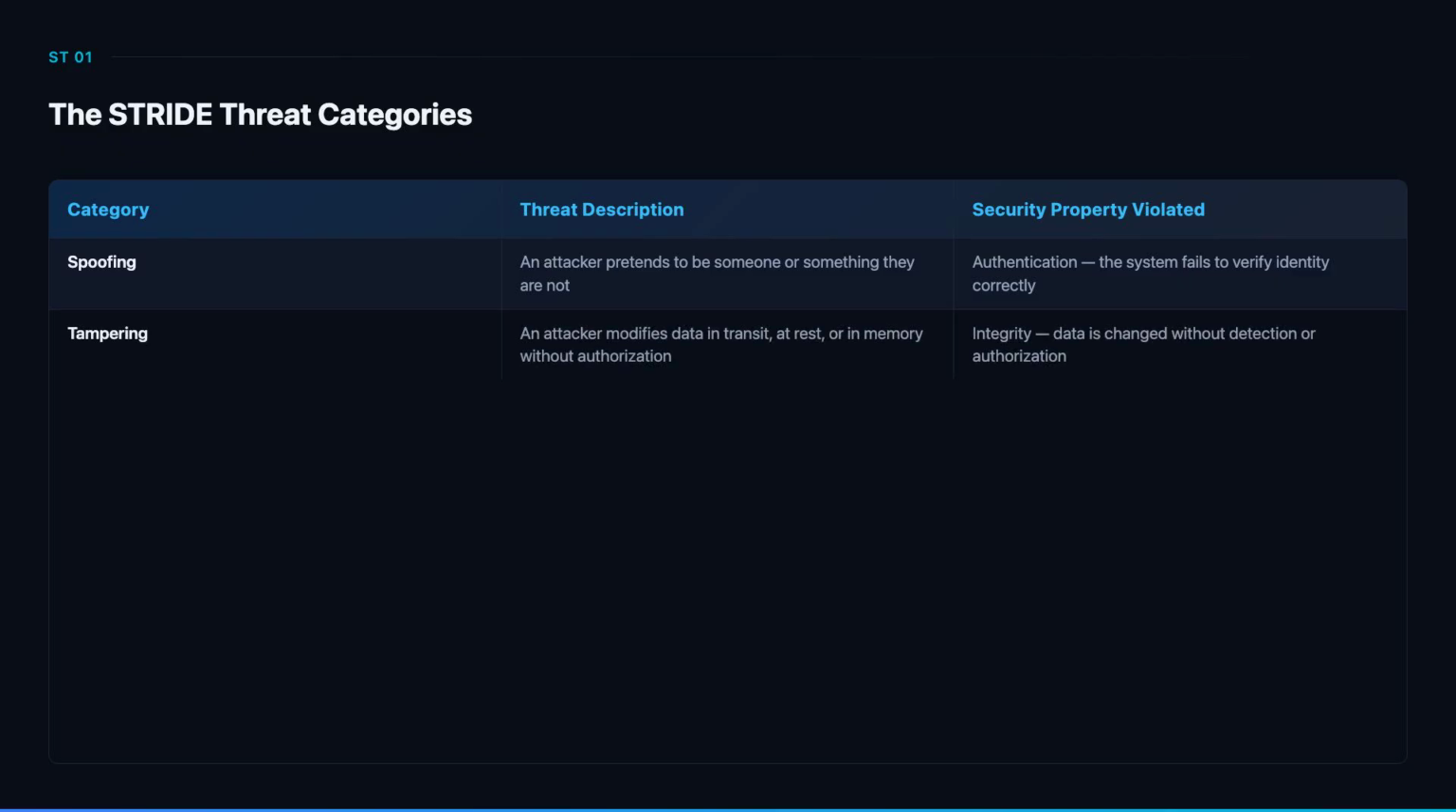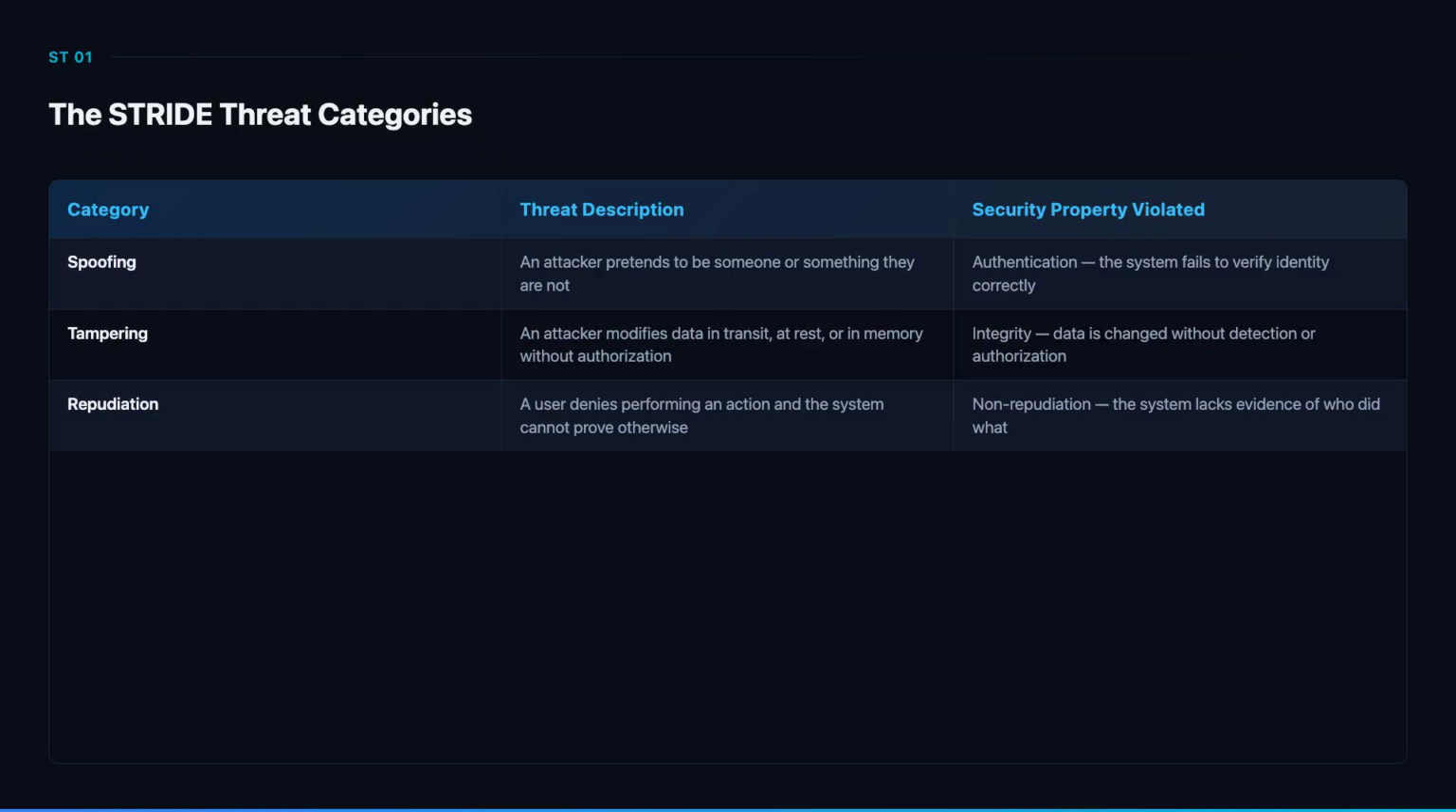Tampering involves unauthorized modification of data. This includes modifying data in transit through man-in-the-middle attacks, altering data at rest in databases or files, and manipulating data in memory during processing. Tampering violates data integrity. The receiver trusts data that has been maliciously altered.